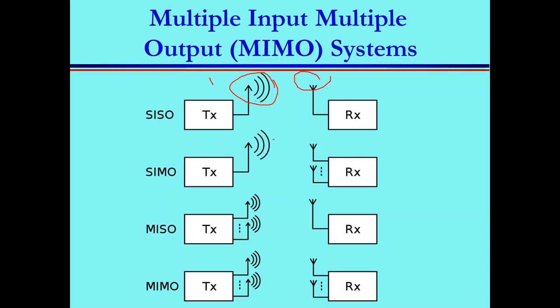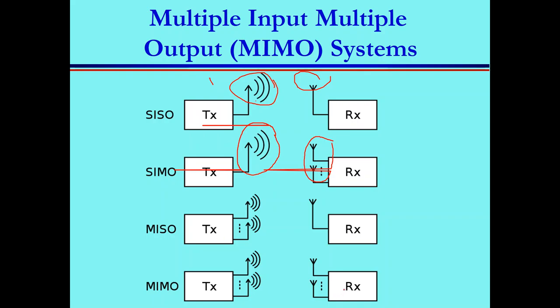What do we have else? We have the case when you have one antenna at the transmitter and multiple antennas at the receiver. What do we call this? We call it SIMO, single input, multiple output. We have the case when we have multiple antennas at the transmitter and one antenna at the receiver. We call this case MISO, multiple input, single output.